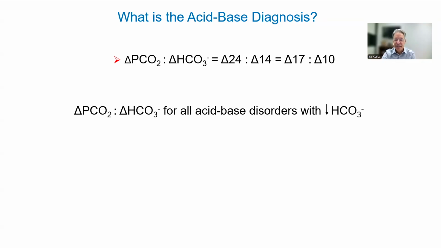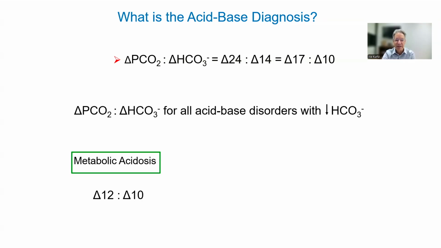Now, in order to make an acid-base diagnosis, we see whether this ratio is what is predicted for one of the 3 acid-base disorders that can cause a drop in the PCO2 and drop in bicarbonate. So if this was a compensated metabolic acidosis, we'd expect the PCO2 to fall 12 for every 10 fall in the bicarbonate. So clearly our patient didn't have this.